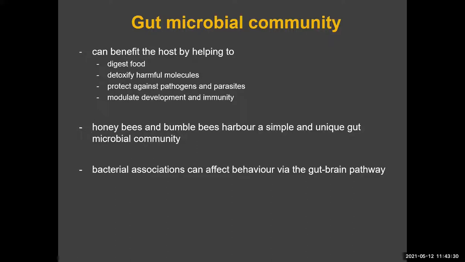Interestingly, it's also been shown, particularly in vertebrates, particularly in mammals, humans, rats and mice and so on, that there is a bidirectional relationship between the gut bacteria community and the brain. So there's an interaction between the gut bacteria community and the behaviors that different animals perform. And this has particularly been shown in vertebrates so far.